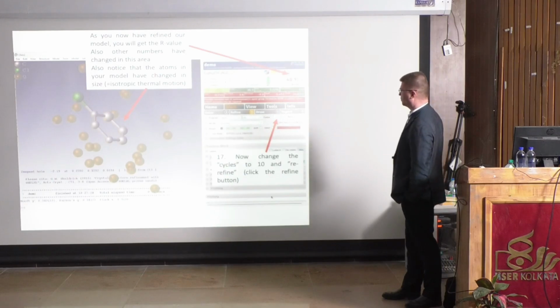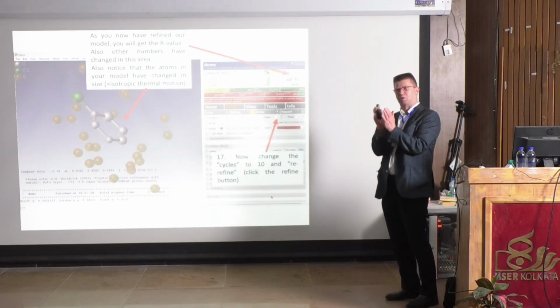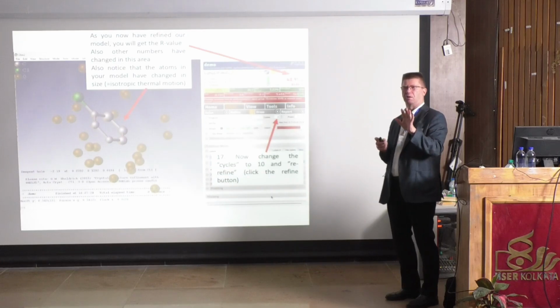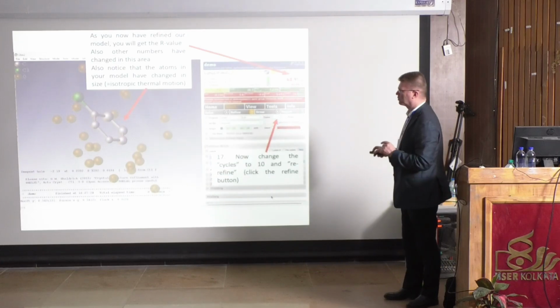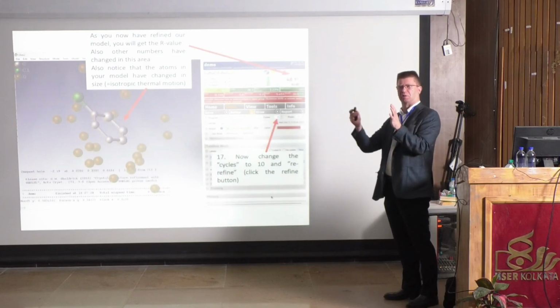And now what we do, we change the cycles to 10. So it will do more of these, so that there is no movement anymore. Because what we do in here, we just slightly move the atoms so that it finds the correct position. It always compares that with the data.